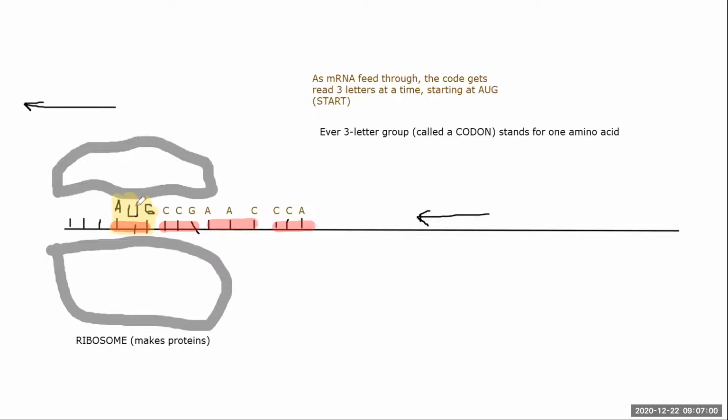And it always starts at AUG because AUG is start. So there could be 100 on the other side, and all of these here, they don't matter. When AUG comes, that's when it starts reading. And then it reads it according to a sort of decoder that I'm going to show you how to use now, and then we're going to practice it.